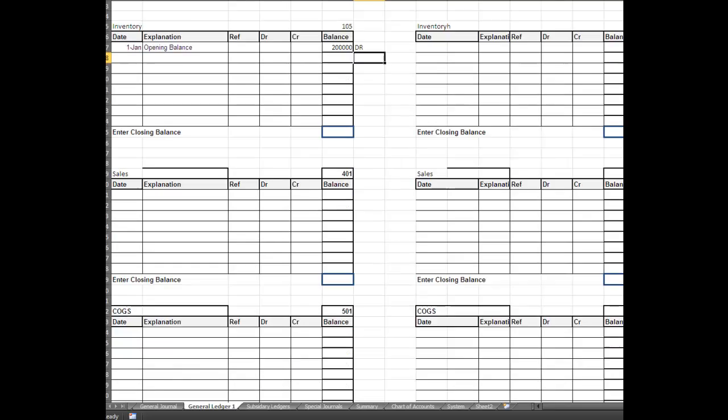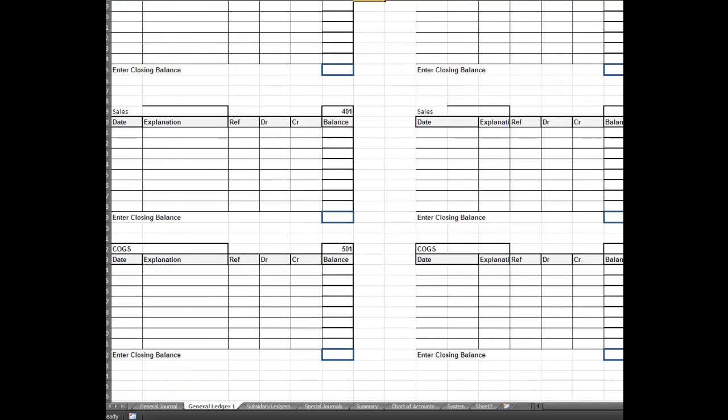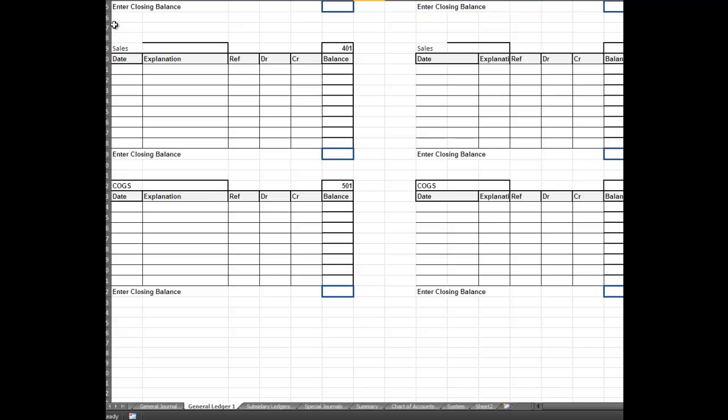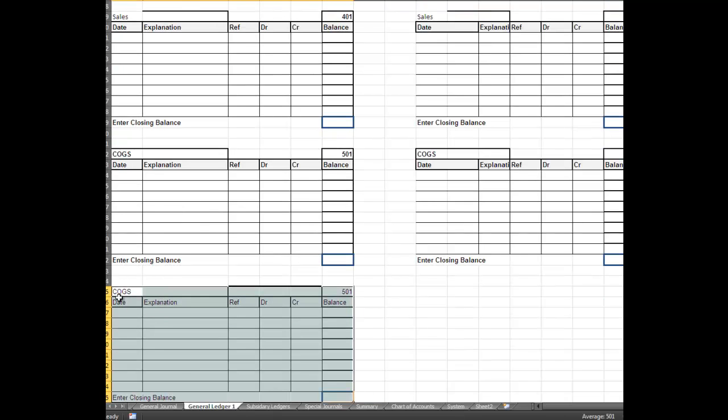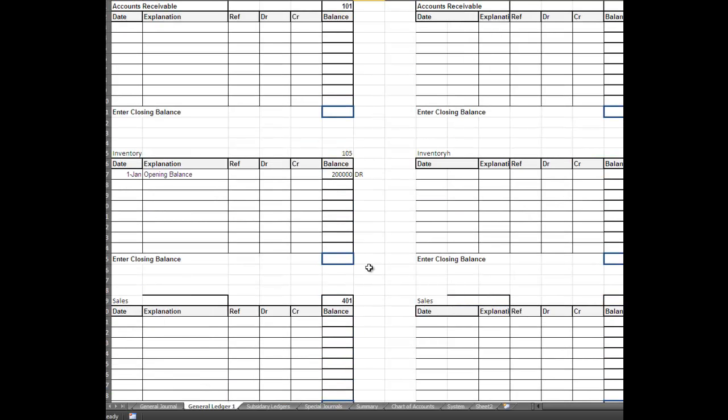That means I should also have somewhere, which I'll just put down the bottom, a capital account, or it could even be a loan account. We'll say capital account, and that would be 1 January opening balance of $200,000 in credit. I just did that for completeness.